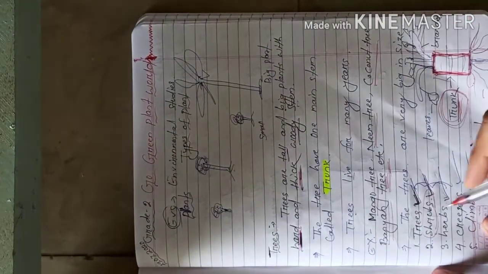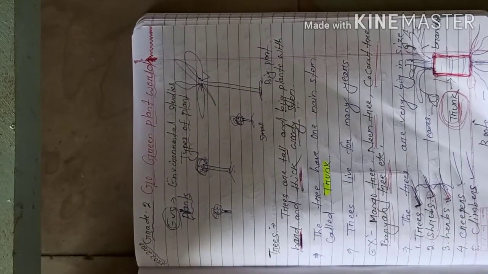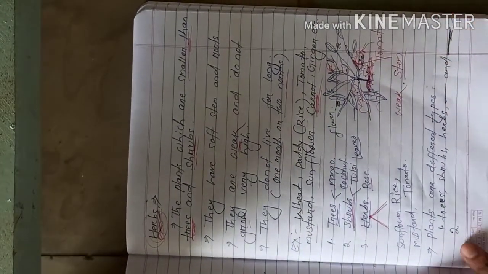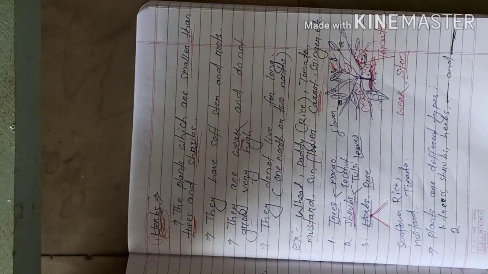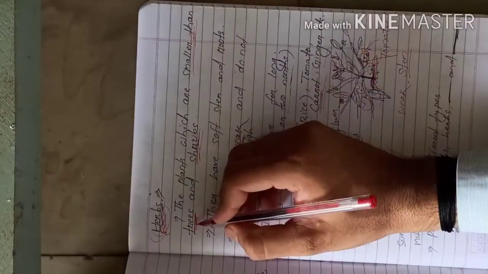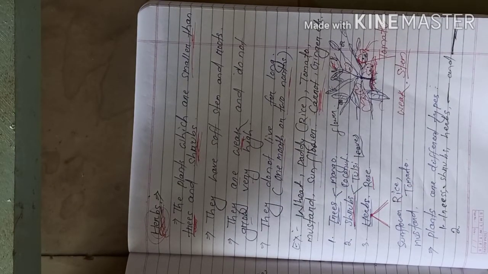Our third part is herbs. H-E-R-B-S. Third part is herbs. See, these are herbs. H-E-R-B-S, herbs. So now we will come to know what herbs are. The plants which are smaller than trees and shrubs.